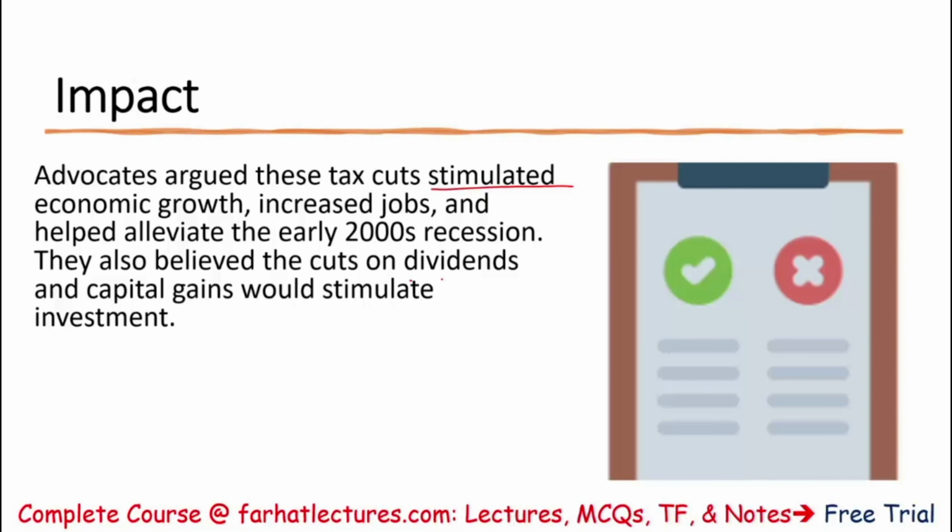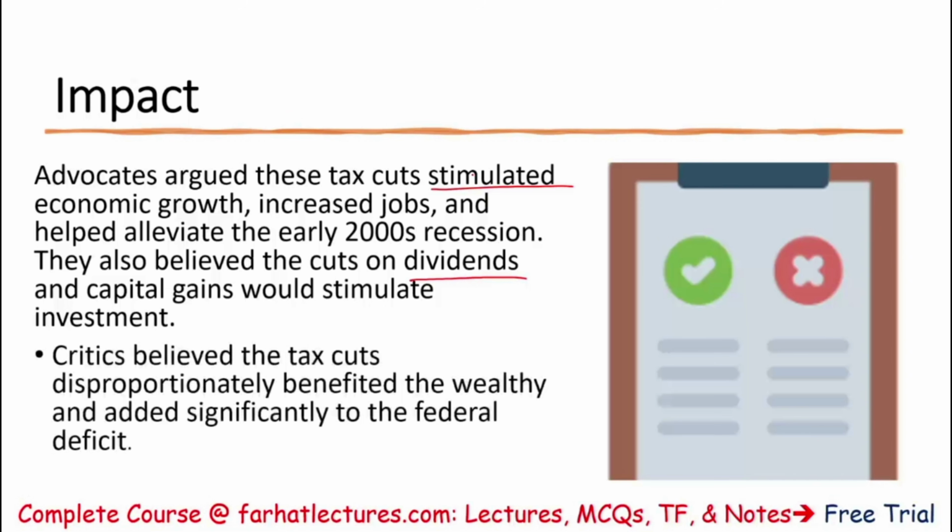They also believe the cuts on dividend and capital growth would stimulate the investment. The critics, well, it disproportionately benefited the wealthy, so it benefited the wealthy more than the lower and middle class, and added significantly to the federal deficit. And this is where we started to grow deficit. Deficit means where the government is collecting less money than spending, and this is where the deficit started. After September 11, the deficit started to go up, and it has been going up since then.